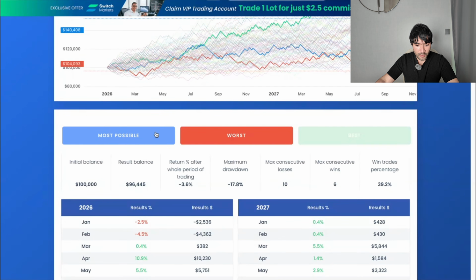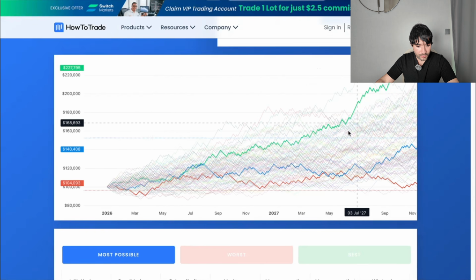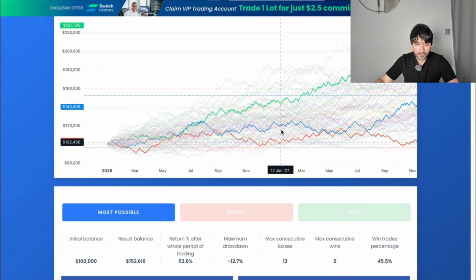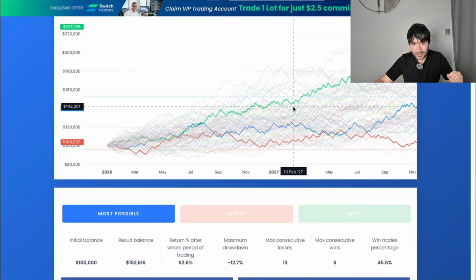Now let's come over to the most possible scenario, a max drawdown of almost negative 13%. Which again is really healthy to see, and also a 40% account growth within the 2 years of trading this system. And that's with 1% risk, only checking the chart once a day with zero analysis, zero discretion. You're simply showing up, clicking a few buttons, and letting probability take care of the rest.